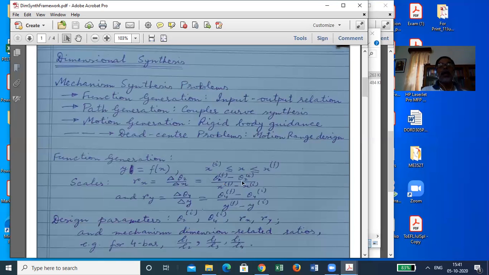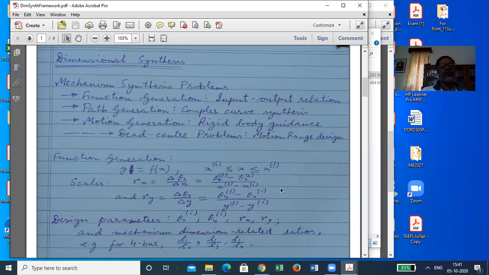You can say either I have to find out initial theta and final theta, or I have to find out the initial theta and the scale. Because xi and xf are given. So in this equation there are three other things: initial theta 2, final theta 2, and rx. So two of them you have to basically design. The third gets determined. If you design these two, then rx gets determined.